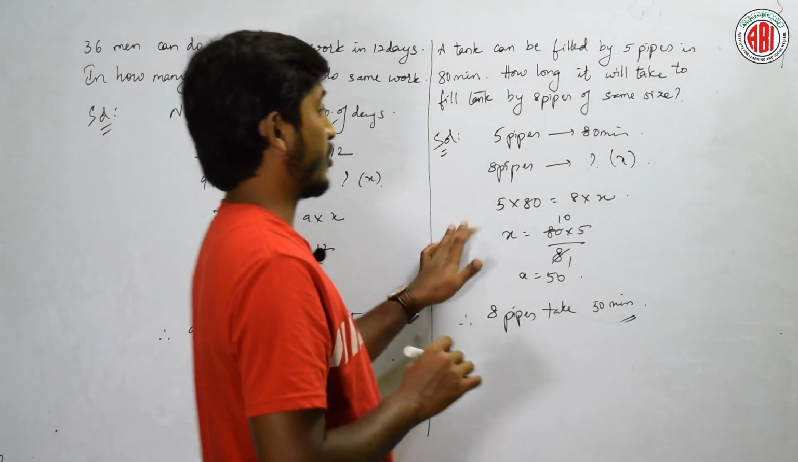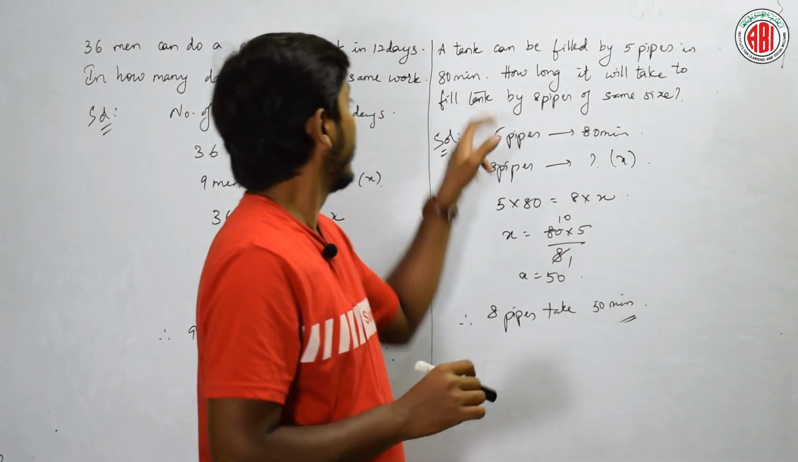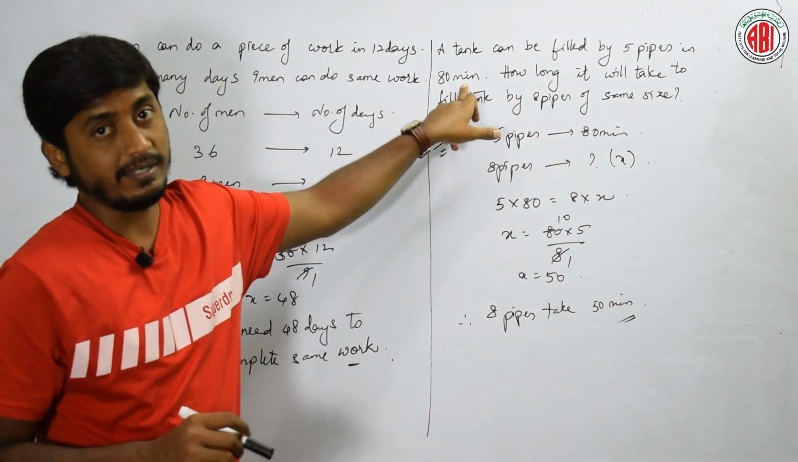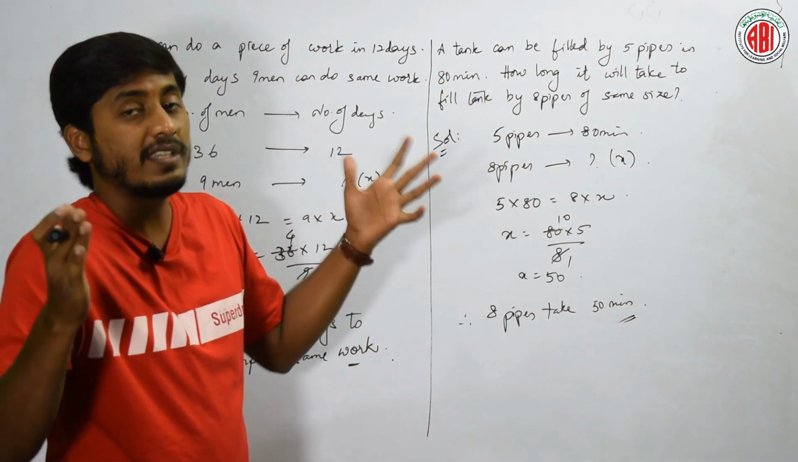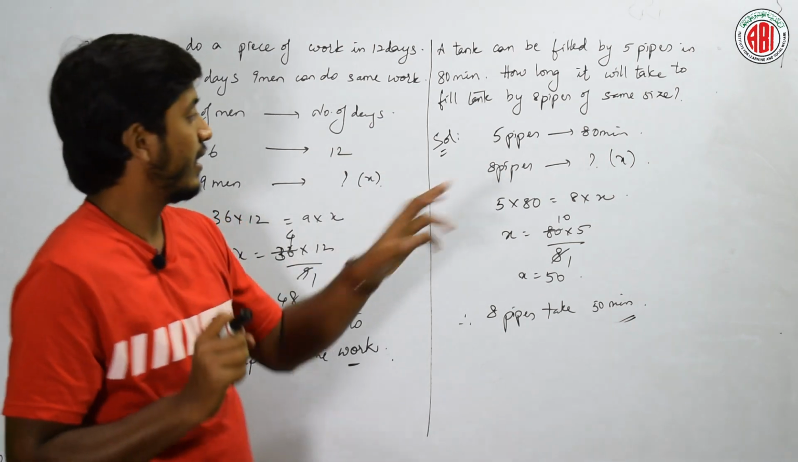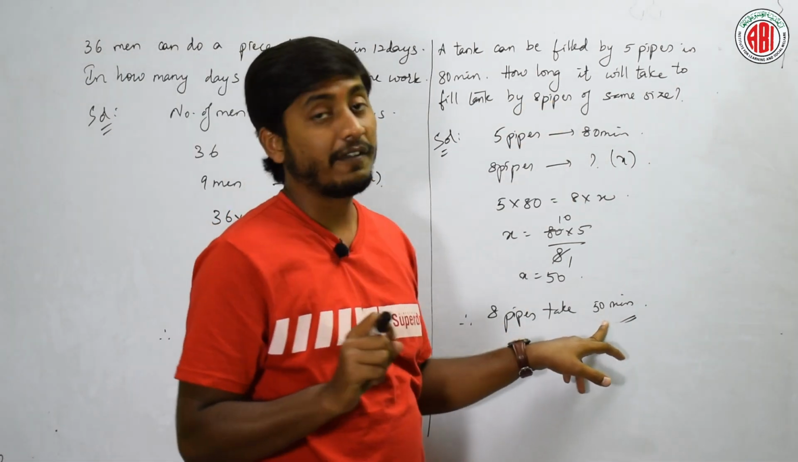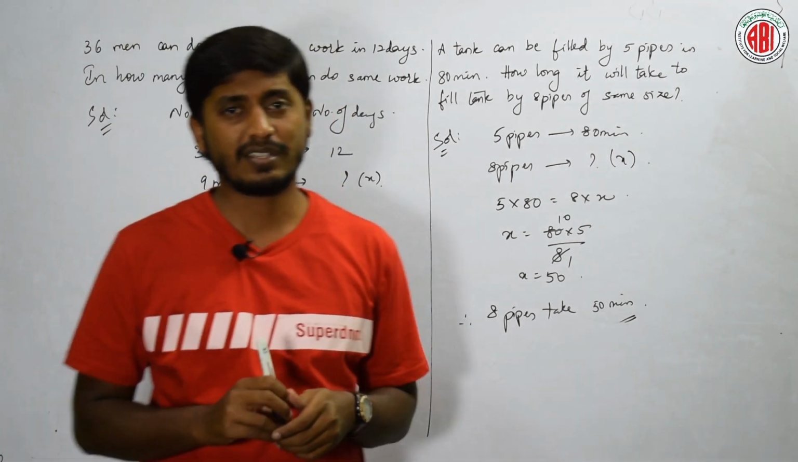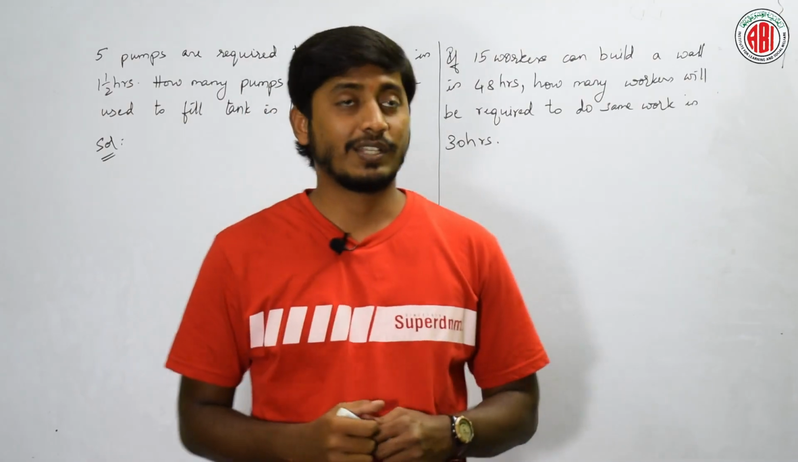Again the same inverse proportion. Here 5 pipes take 80 minutes. If the number of pipes is increased, time will be decreased. Therefore the time becomes 50 minutes. Clear? Shall we do a few more problems? Let's do. Look at the next question here.